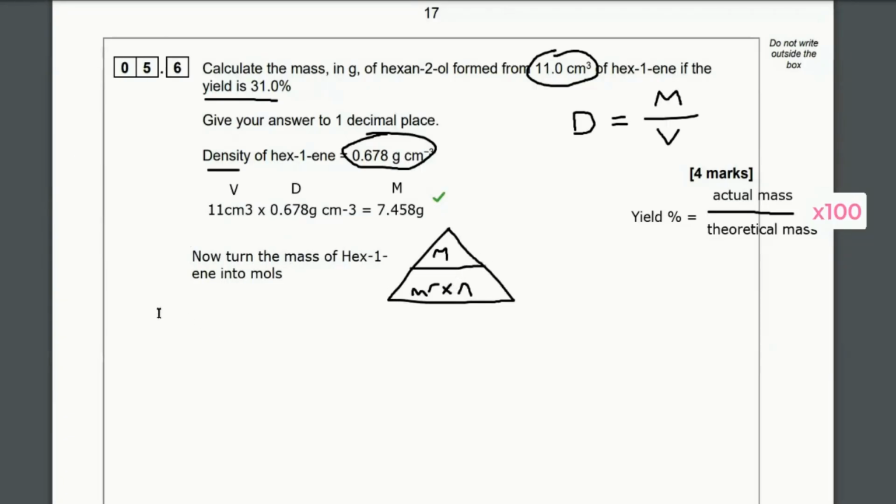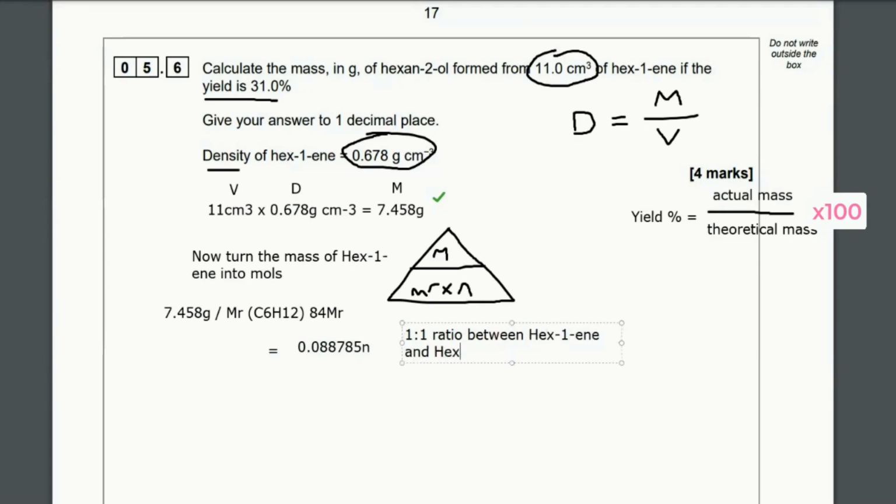So you need to find the Mr of hex-1-ene. So it's going to be C6H12. And if you add that up, that's 6 times 12 plus 12, you're going to get 84. And if you divide your mass by 84, you're going to get 0.088785 moles. I put an n for number of moles.